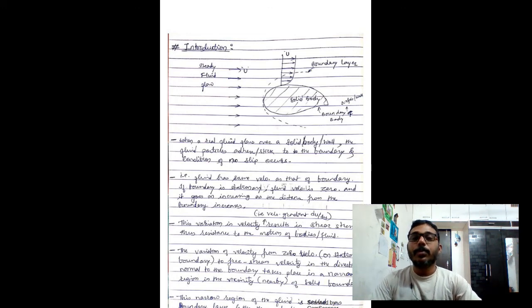Hello everybody. Today we'll study external flows and forces on the submerged body. This is unit number 6 of fluid mechanics. In the first slide we can see over here there is a solid body, and on this solid body the fluid is flowing. When this fluid flows over here, you can see that there is a formation of boundary layer.